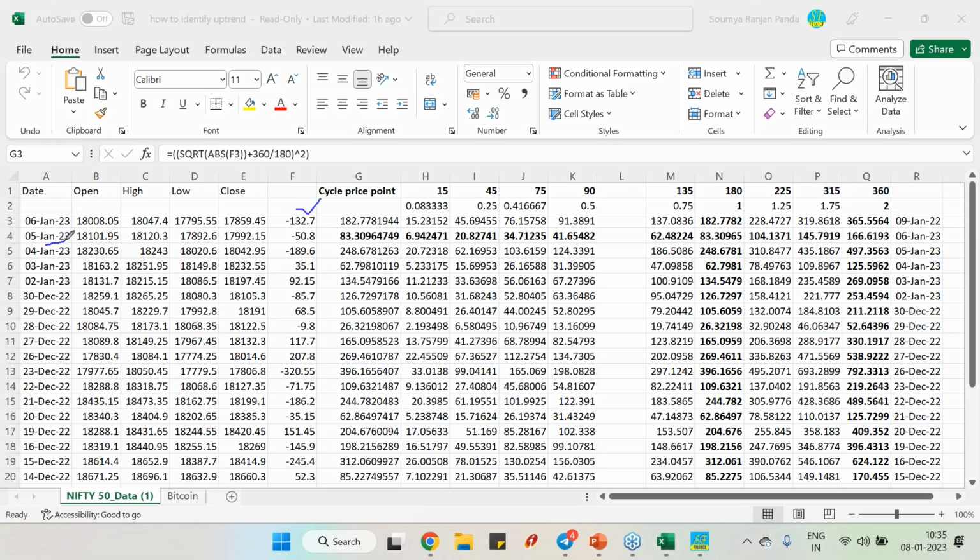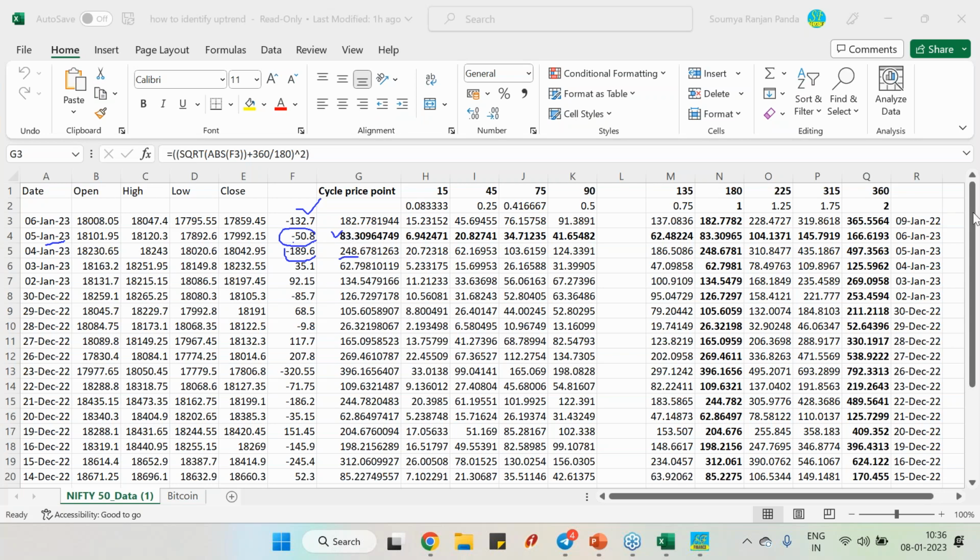What happened on 5th Jan? Based on that, a 50 point movement happened. So we expected only 83 points of movement, but actually it happened 132 points. What happened on 4th Jan? We expected 248 points of movement on the 5th Jan, but it happened only 50 points.